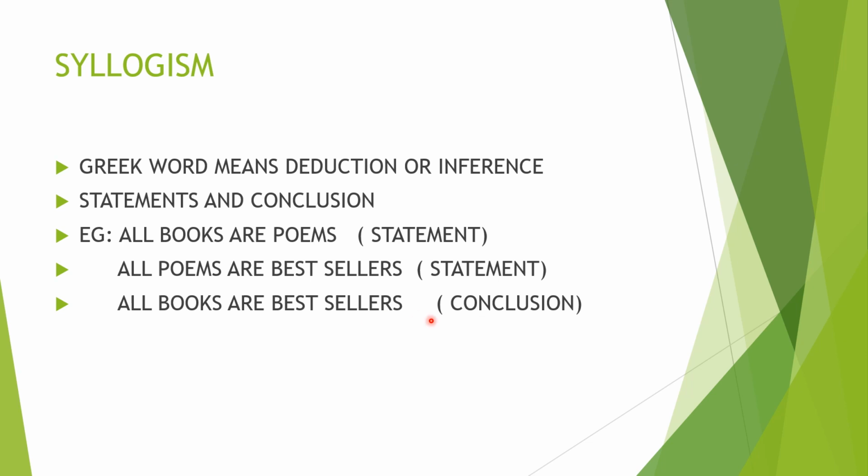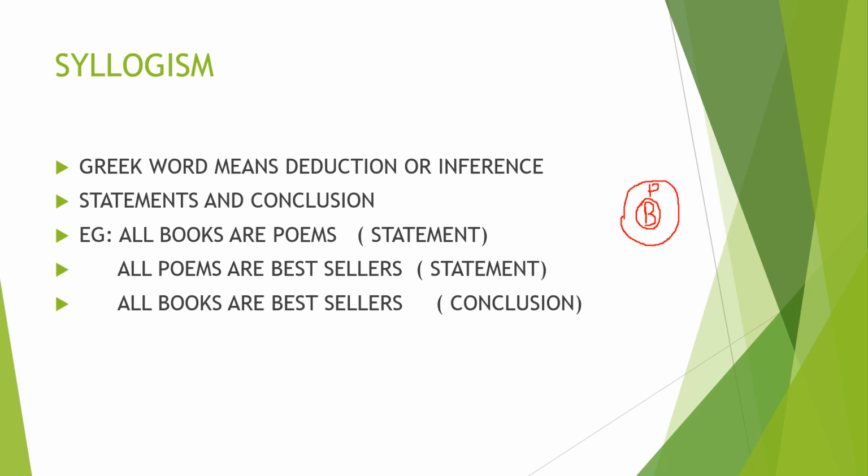We have already studied whether this syllogism is true or false. All books are poems. What does it mean? It means books are poems. We can find it in another way also, by drawing some pictures. You can draw books. Books can be like this. We can write here B. This is the books, and all books are poems. It means that it is enclosed by poems. This is P, which means poem.